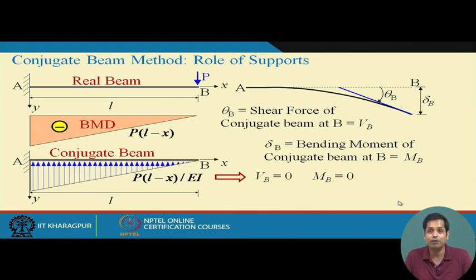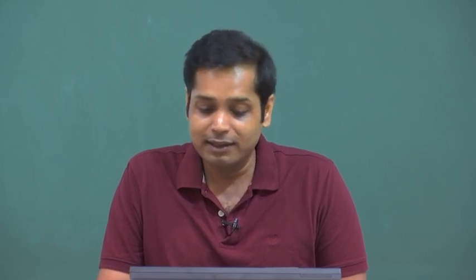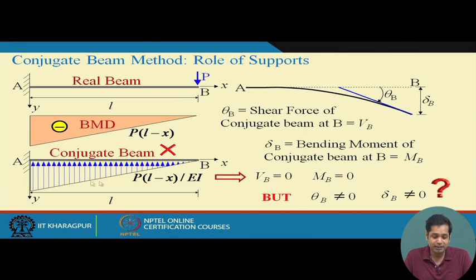Then what went wrong in this? We know that theta B and delta B are not 0 for the real beam. Then what went wrong? Since the results are based on the concept of conjugate beam that we have seen so far, if we apply the same form, then we see that it is not applicable for this beam. So, it means this cannot be the conjugate beam of this.